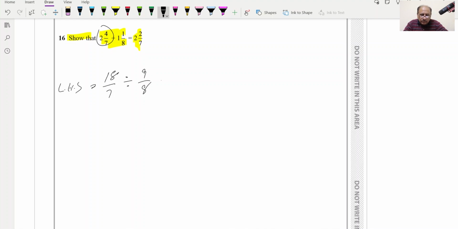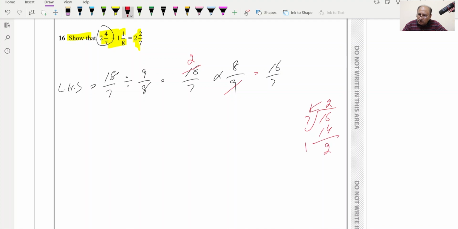Further, we'll take the left hand side. So this will be equal to 18 by 7 multiplication 8 by 9, and this will be cancelled. 9 2s are 18, and this will be equal to 16 over 7, which we can divide and check for the mixed number. So 7 and 16. 7 2s are 14 and 2 16. Rotate anti-clockwise, and we will get the answer as 2 whole 2 by 7, and this will be equal to the right hand side, and hence we prove this.